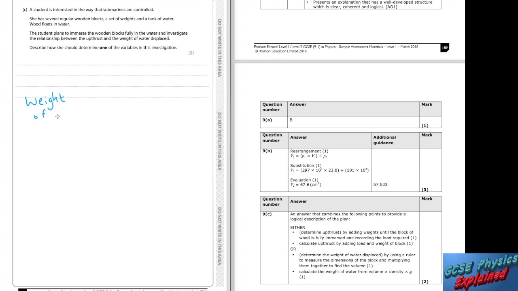the weight of the liquid displaced is mass times by gravity. Now remember, mass is density times by volume, then obviously multiply it by the gravity. So that's density times by volume times by gravity.